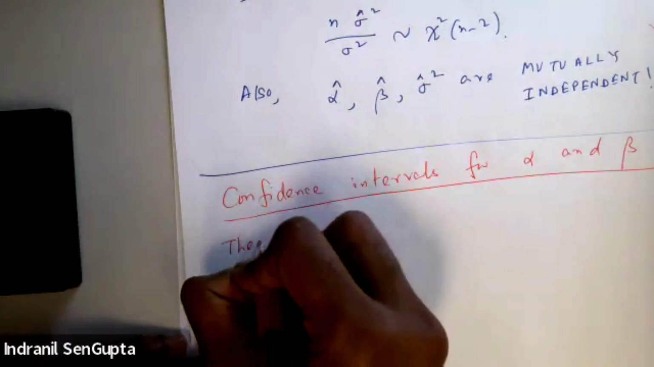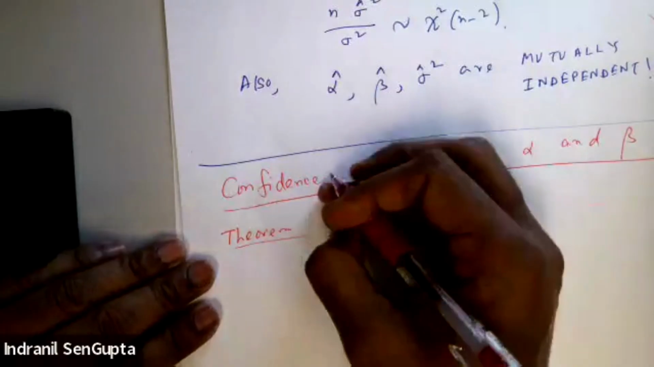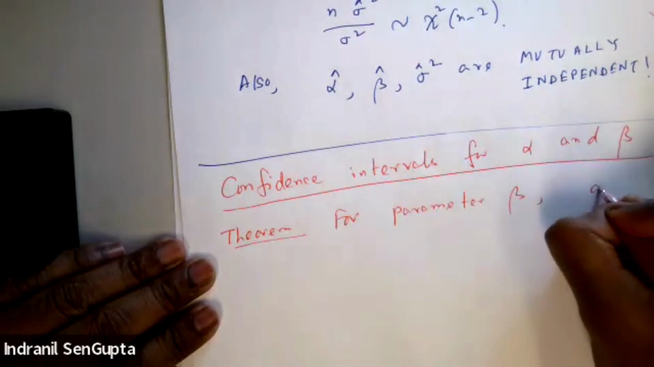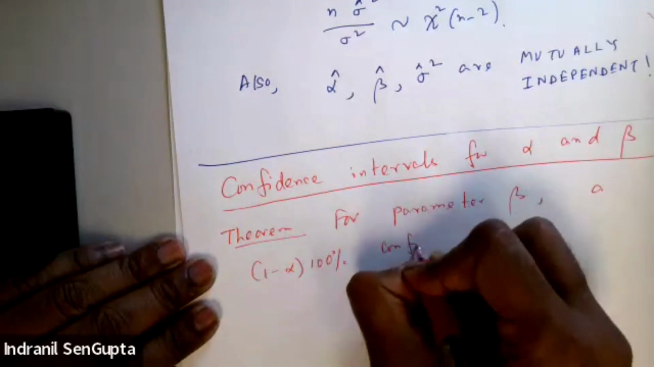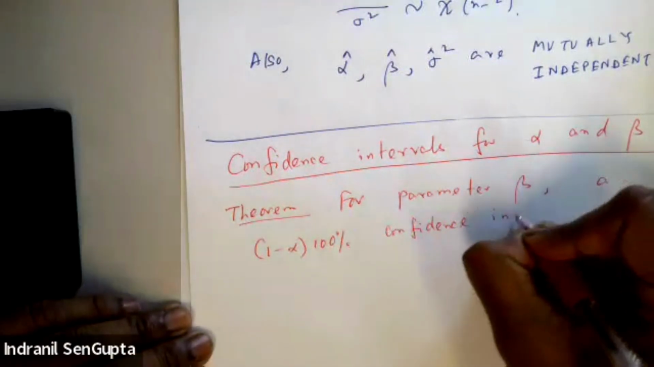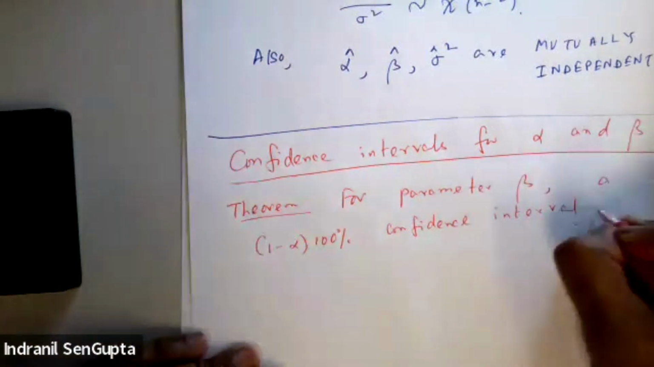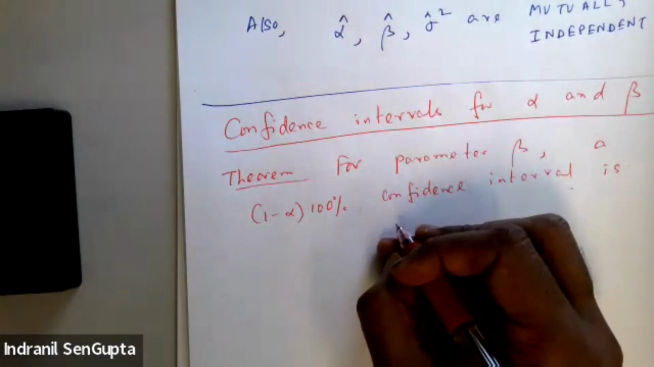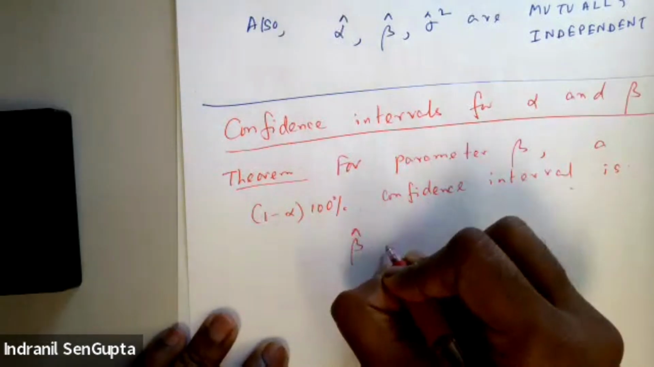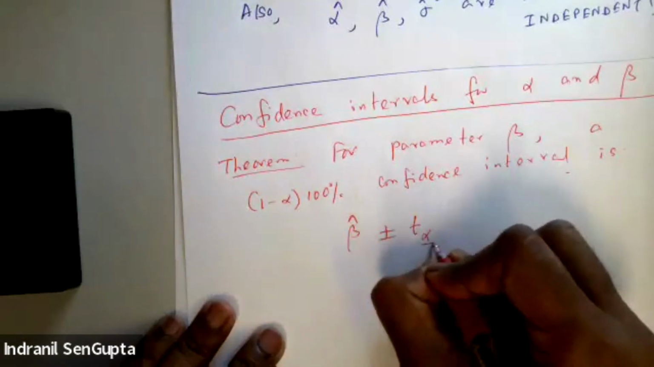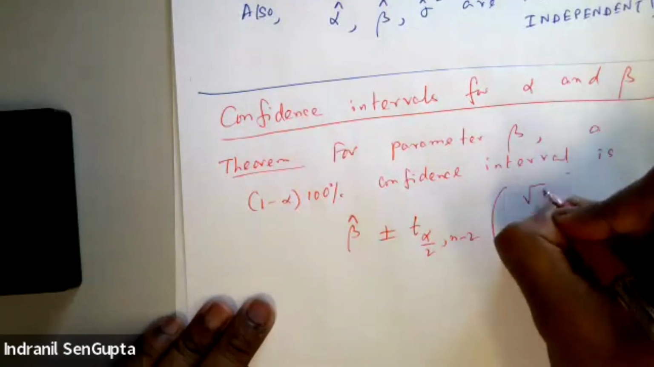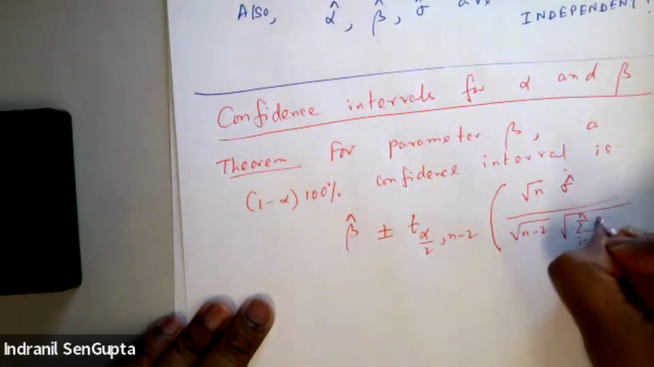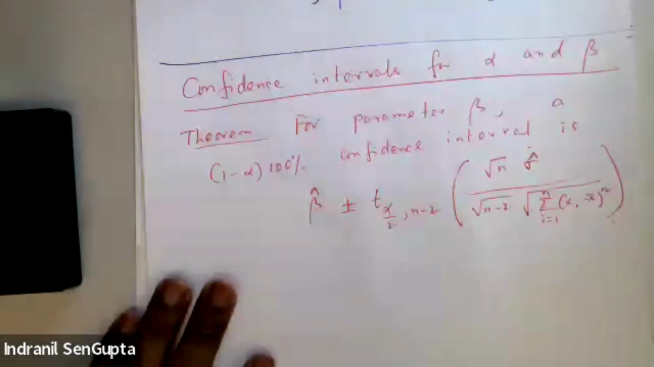The first one is a result, so let's write this as a theorem. For parameter beta, the 1 minus alpha, 100% confidence, so that means significance level is alpha, the confidence interval is given by beta hat plus or minus t of alpha over 2, n minus 2, times the square root of n sigma hat squared over (n minus 2) summation i from 1 to n (xi minus x bar) squared. I'll not prove it. I'll just leave it here.